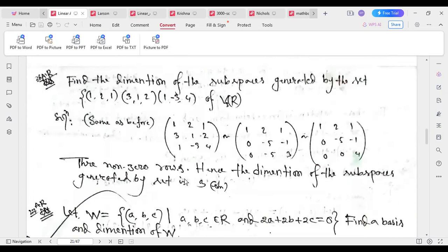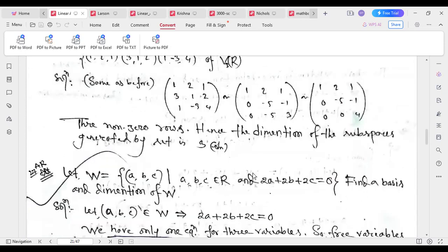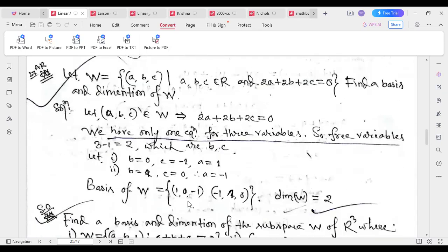So S, which is in echelon form, has the dimension of the subspace generated by S equal to 3, because there are 3 non-zero rows. Now, another example: W = {(a, b, c) such that a, b, c belong to the real numbers and 2a + 2b + 2c = 0}. Find a basis and dimension. Let (a, b, c) belong to W, which implies the given equation.